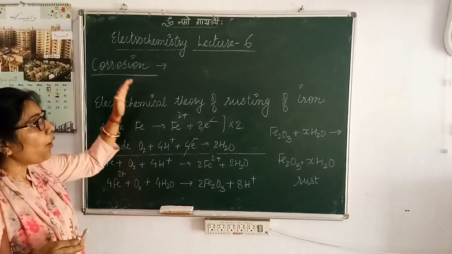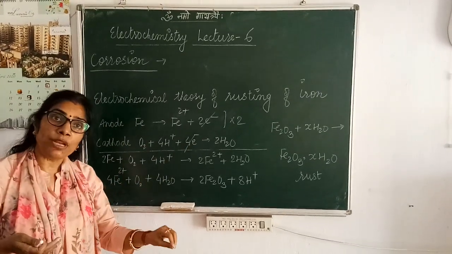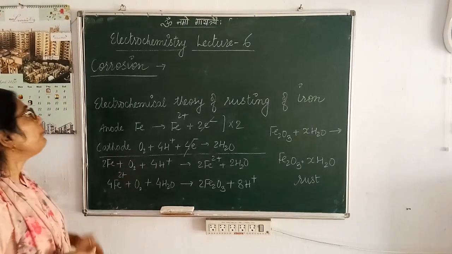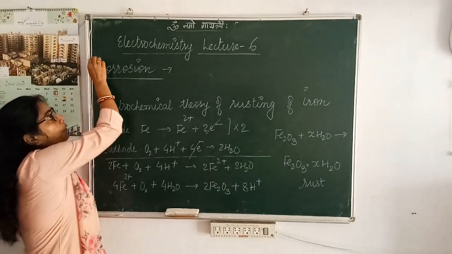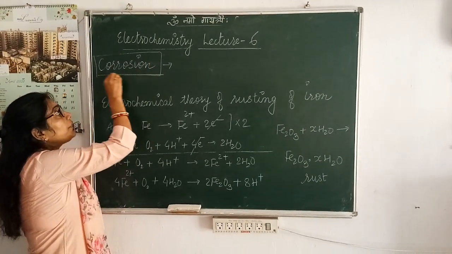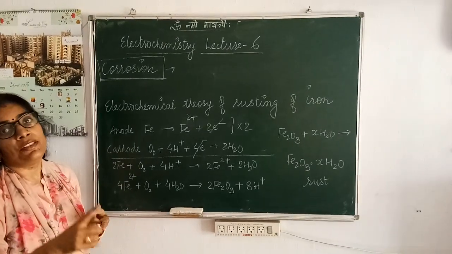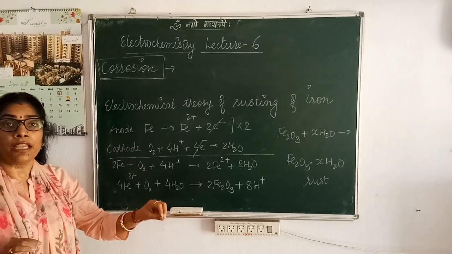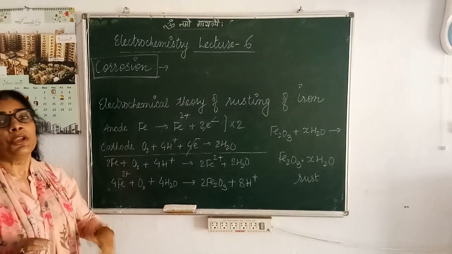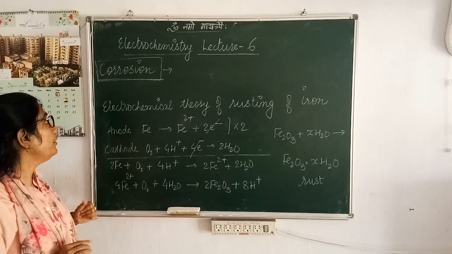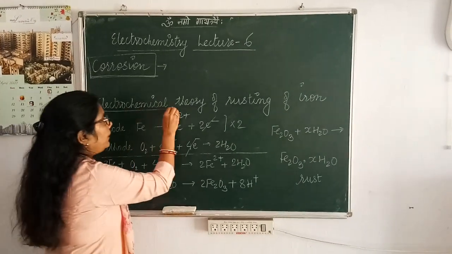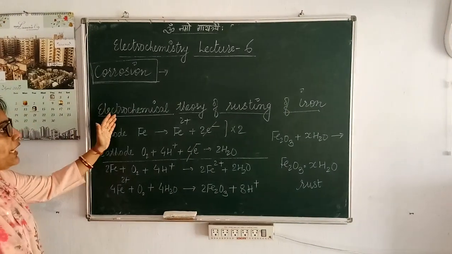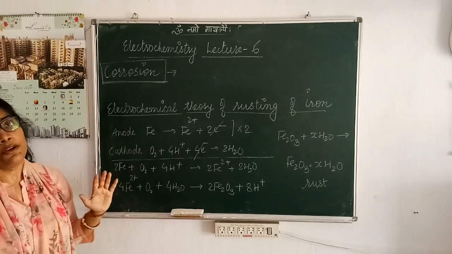So almost all metals, when they are exposed to the atmosphere, their properties and activity get destroyed, and that phenomenon is nothing but corrosion. And the greater the reactivity of the metal, the more would be the rate of corrosion. Then corrosion increases in the presence of water, in the presence of seawater, because electrolytes are there and so on. So basically in this topic we have to study the electrochemical theory of rusting of iron.